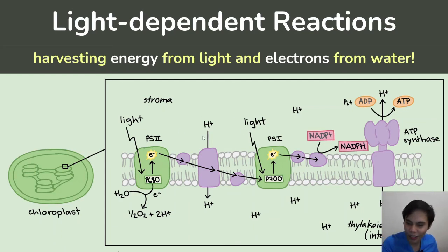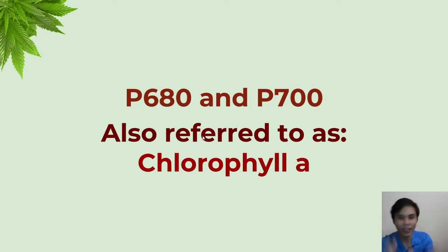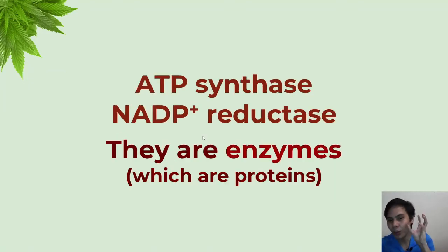All right, so let's do this. Let's start first with these two terms. There's P680 and P700. They are also referred to as chlorophyll A molecules. These are special chlorophyll molecules, which we'll see in the diagram when we go close up to it. There are also two special enzymes, ATP synthase and NADP plus reductase. The names of enzymes are very much related to their function. ATP synthase, from its name, synthesizes ATP, while NADP plus reductase reduces NADP plus. We'll see more of that when we go through the diagram.